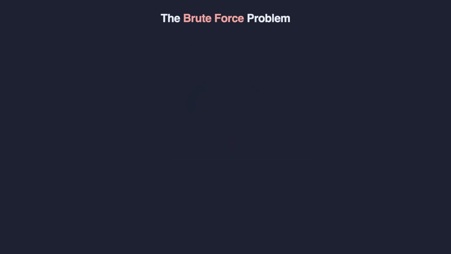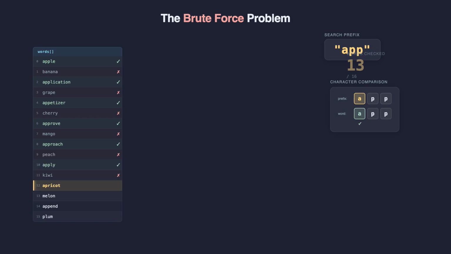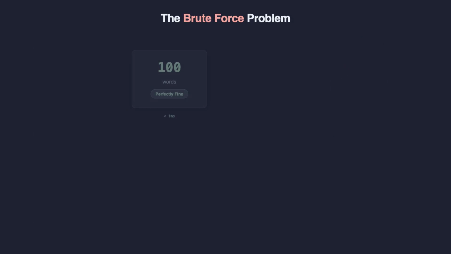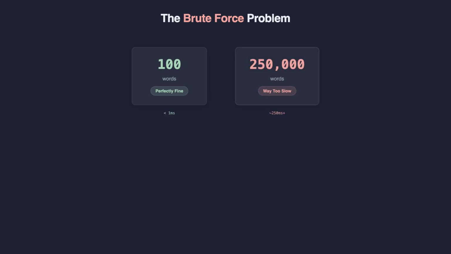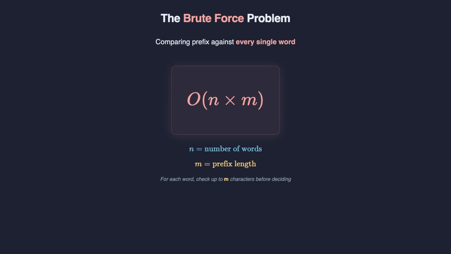Let's start with the obvious approach. You have a list of words, and you want to find every word that starts with a given prefix. The simplest solution is to loop through every word in the list and check if it begins with your prefix. Compare character by character. Does the first letter match? The second? The third? For a small dictionary, say 100 words, this is perfectly fine. But what happens when your dictionary grows to 250,000 entries? Now you're comparing your prefix against every single word. That's O of n times m, where n is the number of words and m is the prefix length. For each word, you potentially check m characters before deciding it doesn't match.